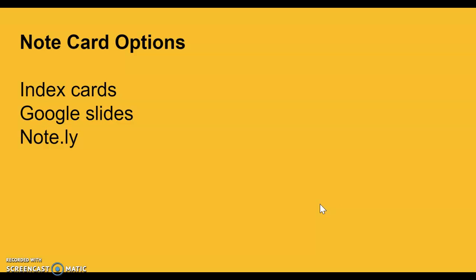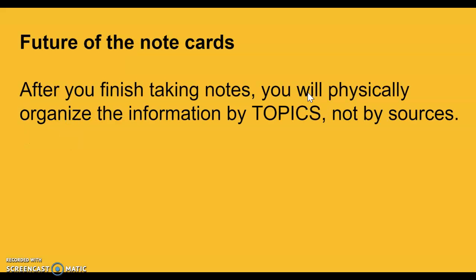Like I said before, you can do index cards, you could do Google Slides, or you could do Notely, which is basically an online bulletin board. So it's like using sticky notes, which you can move around and use. And the reason we have one piece of information per card is so that we can organize it after we take all our notes. Once you finish taking your notes, you will physically organize the information by topics, not by sources. Because we don't want our paper to have a paragraph about source 1, and a paragraph about source 2, a paragraph about source 3. That's not a good research paper. Instead, we'll have it arranged by topics.